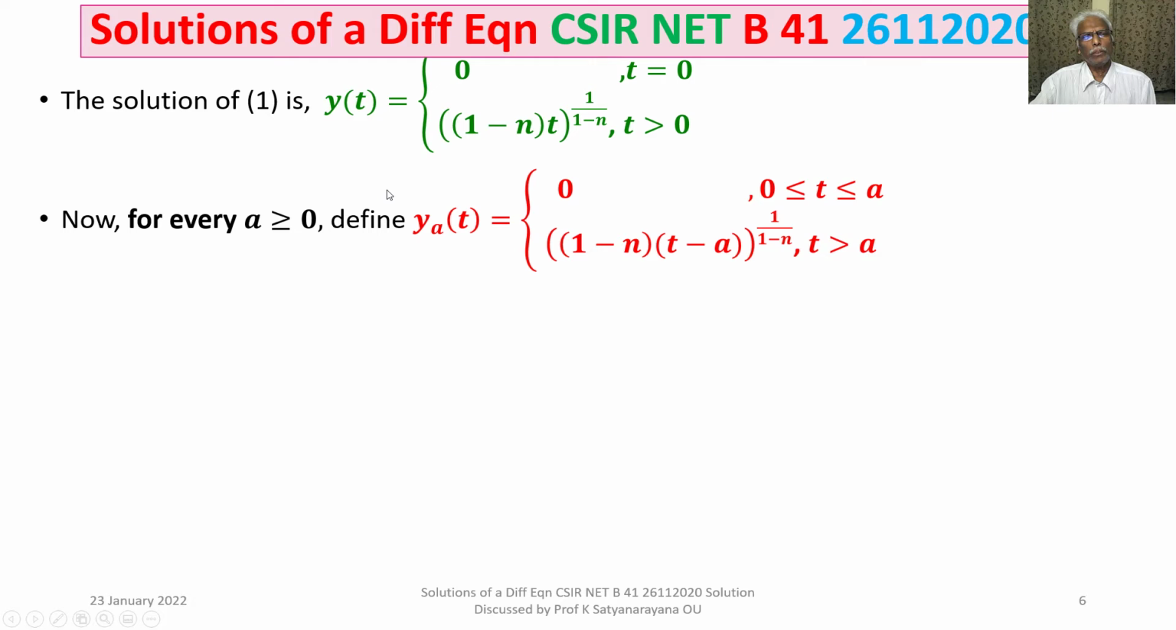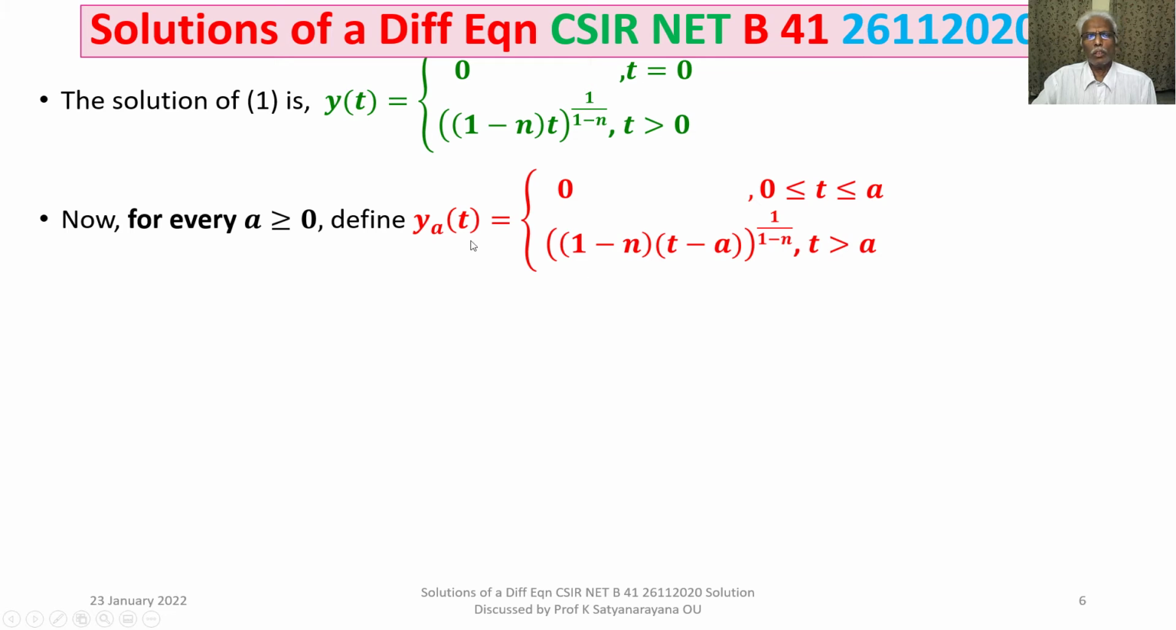So if you see carefully, this y of t, when you take its curve, these are called integral curves. That means the solution of that given differential equation, a particular solution, is a curve. That curve is called an integral curve. So this integral curve is shifted a units to the right. When you shift this integral curve a units to the right, then it will be (1 minus n)(t minus a) to the power of 1 by 1 minus n, when t is greater than a.